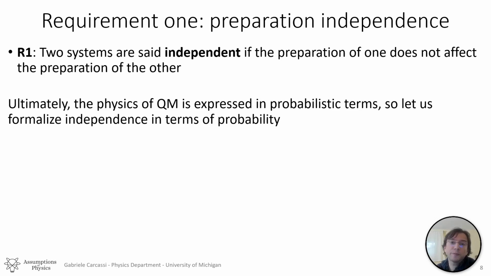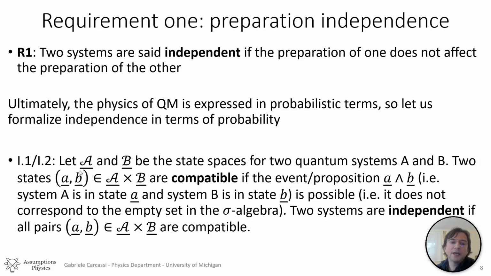So ultimately, the physics of quantum mechanics is expressed in probabilistic terms, so we should formalize independence in terms of probability. And how do we do that? Well, suppose that A and B are the state spaces for two quantum systems, A and B. Now, two states inside those spaces are compatible if the event, the proposition A and B, that is, the system A is in state a and the system B is in state b, is possible, which in probability language means that it does not correspond to the empty set in the sigma algebra. So it's an object to which we can assign a probability. And two systems are independent if all the pairs are compatible. So if all the pairs exist as a non-empty set in the probability space.